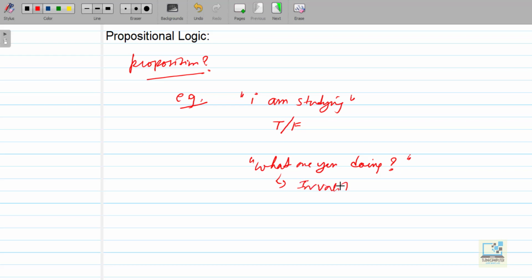Then what is a valid proposition? Any statement which can be true or false. Like I have given an example, I am studying. I can say it is raining outside. That can also be a valid proposition. I can say I am topper of my class, or I live in India. Those are also valid propositions. So any statement which can be true or false can be called a valid proposition.